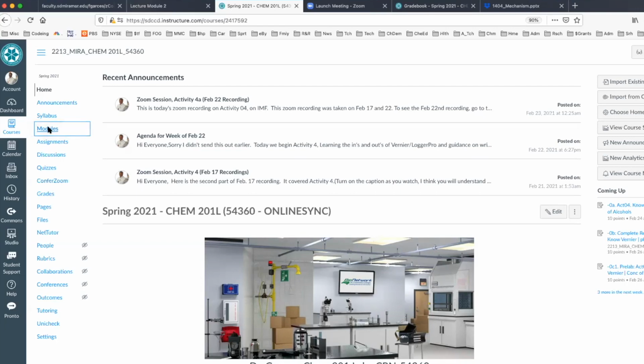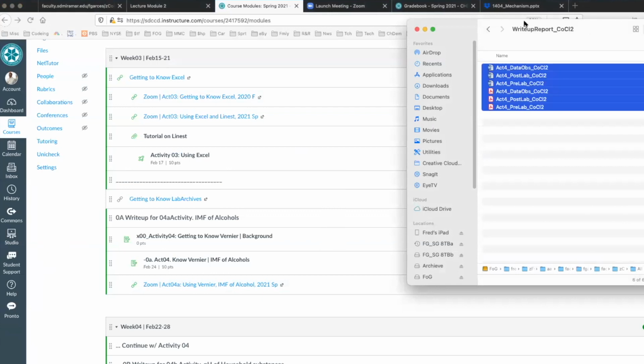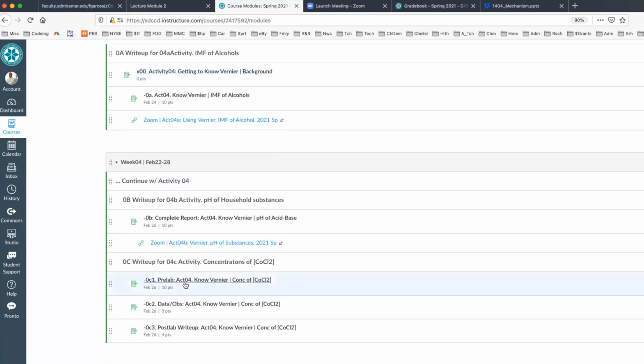So go to module here, and then go to, get rid of these right here. Okay, go to module, and then go to, let's see, get rid of this real quick. So we've already talked about intermolecular forces of alcohol. Here is part B, pH of household chemicals.